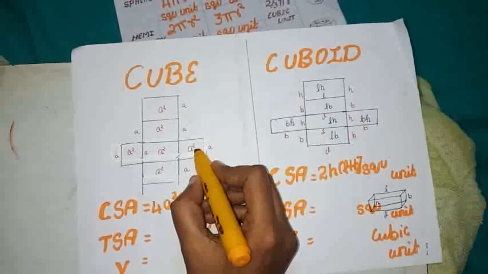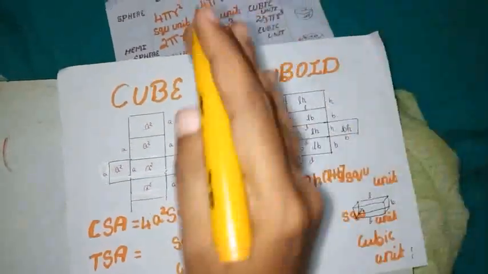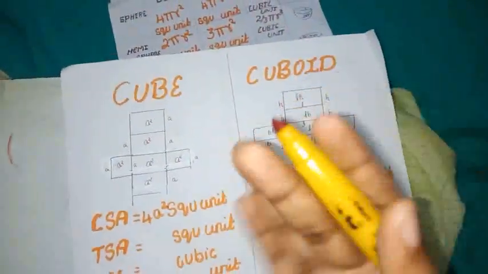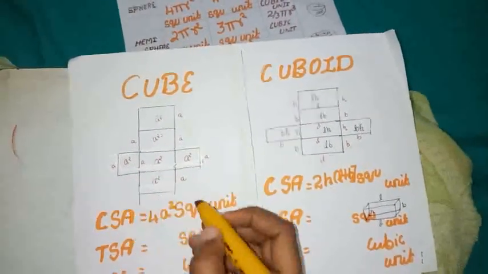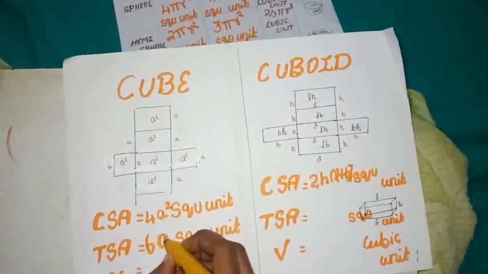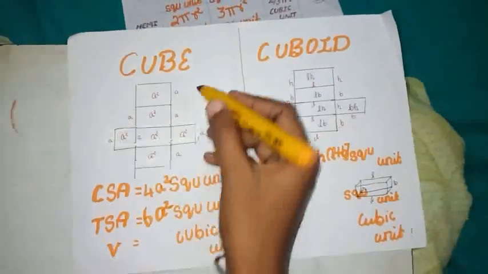Next one is the cube, where the side is a. If you close the top and bottom part, it is 4a square plus a square plus a square, which is 6a square. This is the formula of the cube.